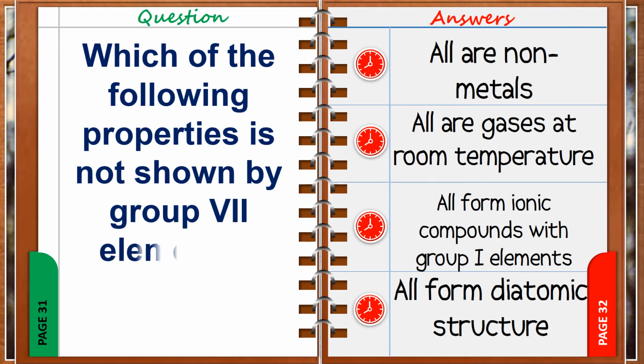Which of the following properties is not shown by group 7 elements? All are gases at room temperature.